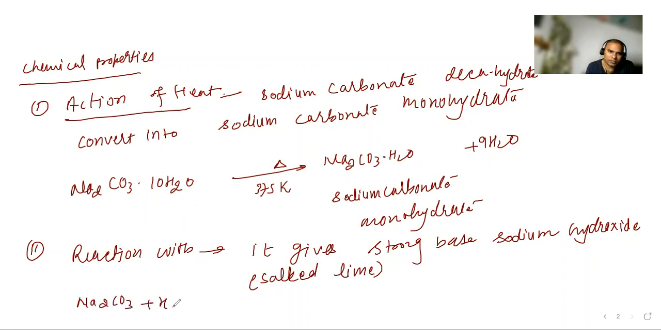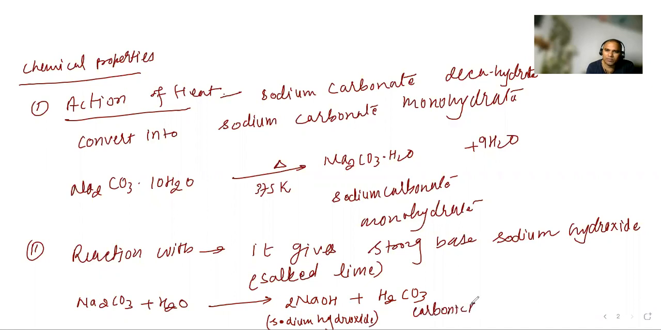Na2CO3 plus H2O, when you dissolve it, gives two molecules of NaOH and another one, H2CO3. This is sodium hydroxide. The other molecule is known as carbonic acid. Carbonic acid is a very weak acid, not usable, and sodium hydroxide is very strong. So these are the two chemical properties.